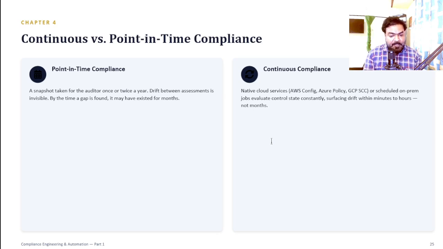Continuous compliance flips that. Native services like AWS Config, Azure Policy, and GCP Security Command Center, or scheduled jobs on-prem, evaluate your control state constantly, surfacing drift within minutes or hours, not months. That gap, minutes versus months, is the entire business case for everything we are about to walk through.